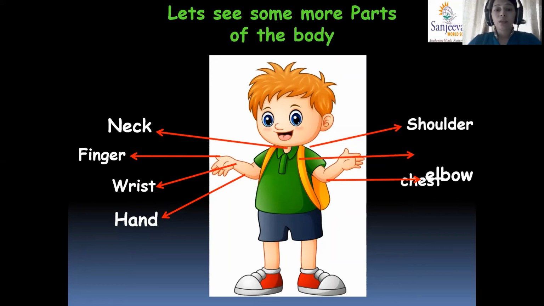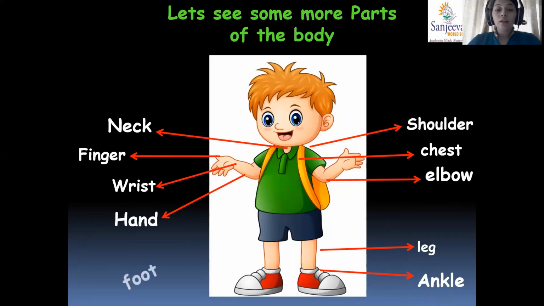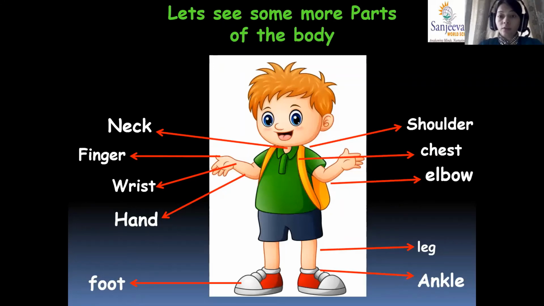Chest. Then leg. We have two legs. Then ankle. The joint between the leg and foot is called ankle. And then this is foot. So these are our body parts, children. So children, we saw our different body parts and also the names of these body parts. Okay, now let's see some additional information about our body parts, how they help us.